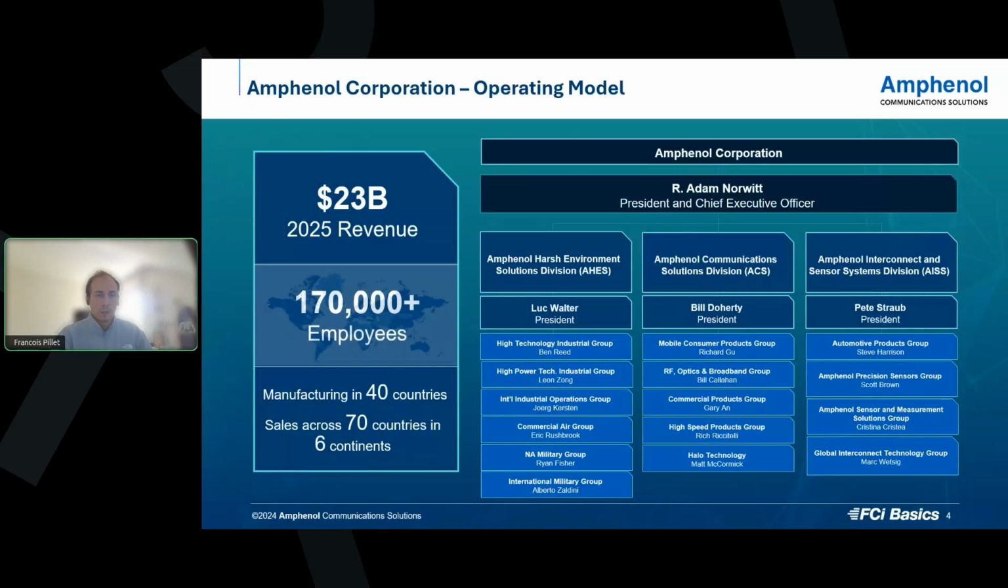So Amphenol Corporation is one of the leaders in the interconnect industries, with over 25 billion in revenues in 2025, coming close to a worldwide leadership. 140,000 employees are spread across the globe in more than 70 countries, with a large span of manufacturing sites across the globe. The organization is led by Mr. Adam Norwitt and is split into 3 divisions, each of them containing several groups. The products we will show in this webinar belong to the ACS division, and more specifically to the Amphenol Commercial Product Groups, ACPG.